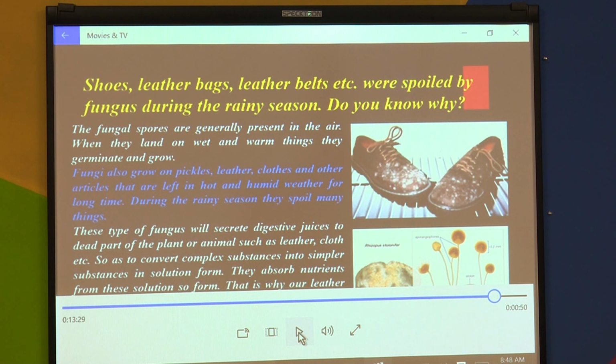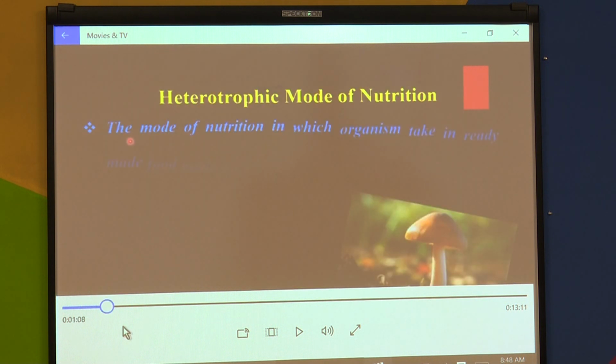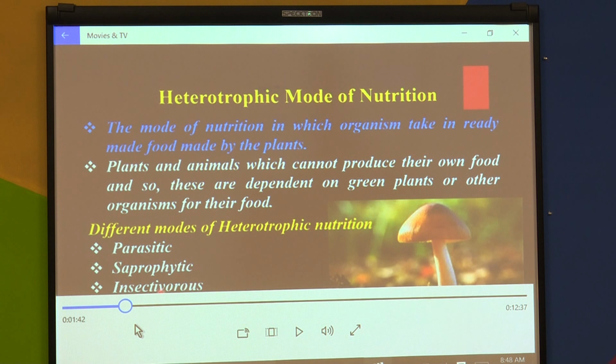So children, what did we discuss today? First we started with heterotrophic nutrition. What does it mean? It is the mode of nutrition in which organisms take in ready-made food made by other plants. They cannot prepare their food by themselves. That is why they take food made by other plants, and they are dependent on other plants for food. These are called heterotrophs, and this type of nutrition is called heterotrophic nutrition.